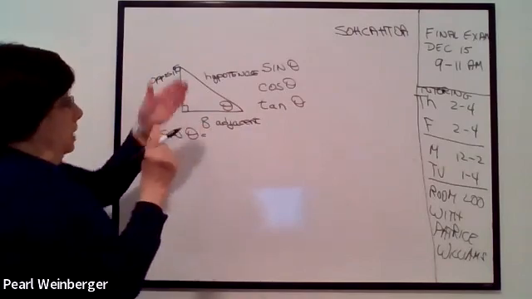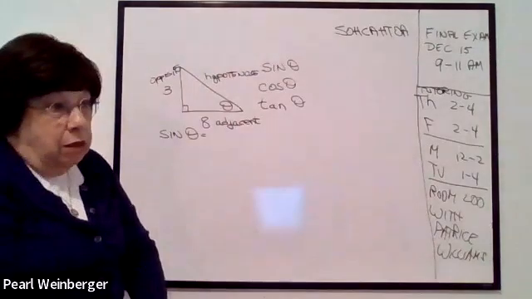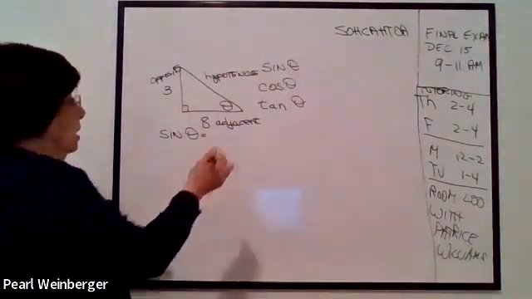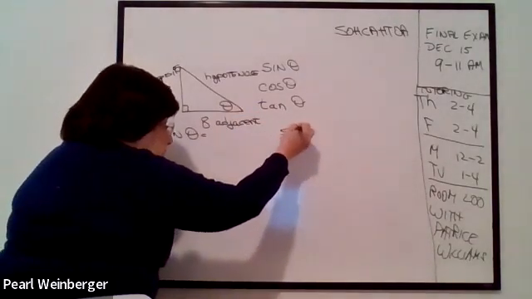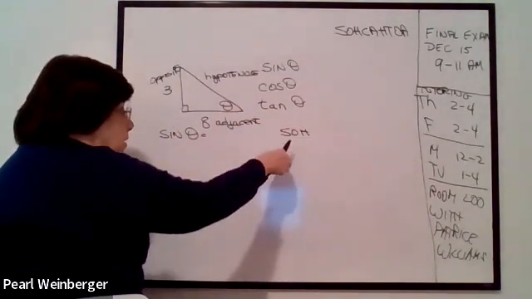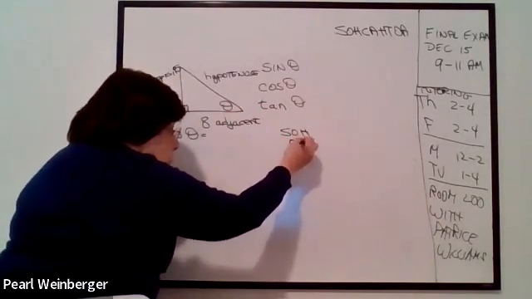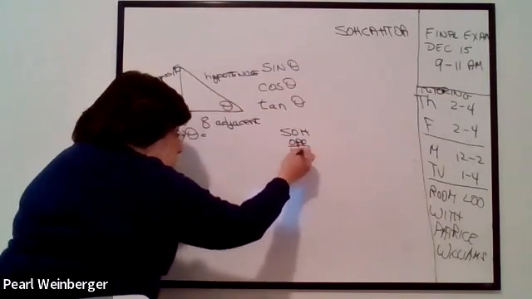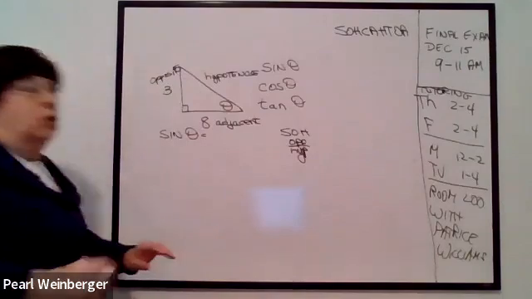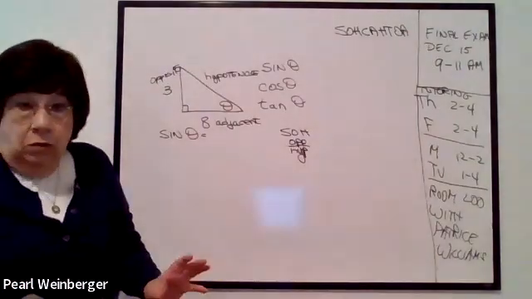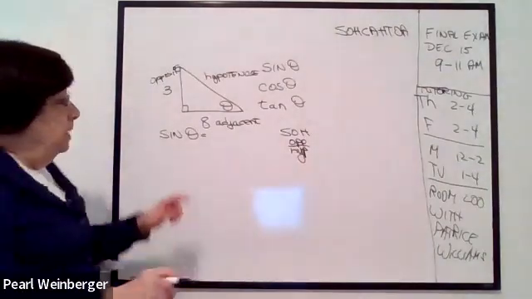So when I remember that, and we call it the mnemonic device, SOHCAHTOA, I know that sine, the SO stands for sine, is the opposite over the hypotenuse. That's what SO is telling us. It's hard to remember what goes with what. So, SOH means sine is opposite over hypotenuse.